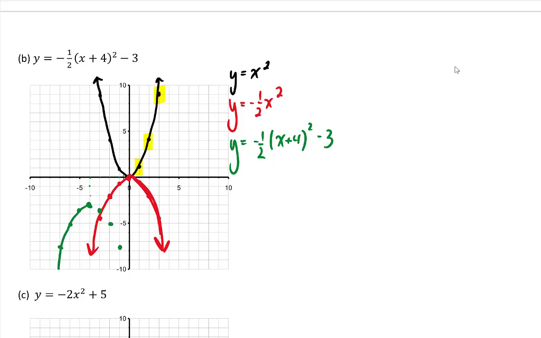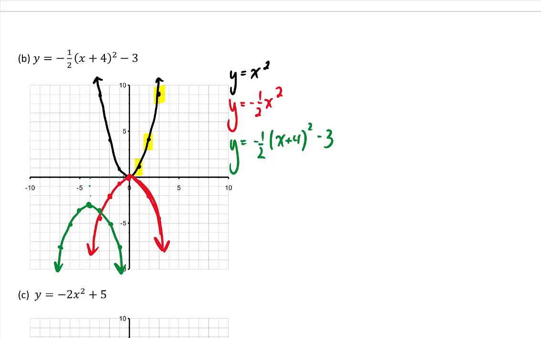So there is the final graph. So I took the black graph, I took all the y values, divided them by 2, and then made them all negative. That's how I got the red graph. Then I take the red graph and move it 4 to the left and 3 down.